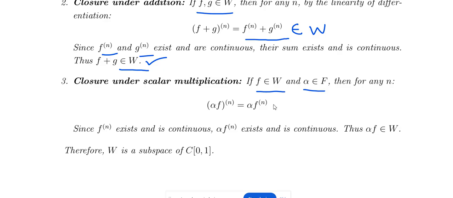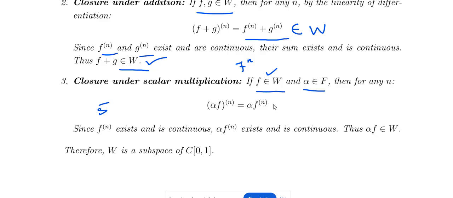We are going to try alpha f whole power n, because the definition of W is the collection of continuous functions whose nth derivative exists and the nth derivative is continuous. Since f is in W, the nth derivative of f exists, f power n exists and is continuous. Alpha is a scalar.